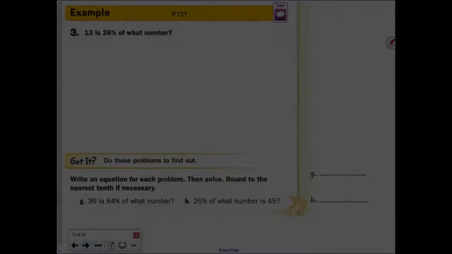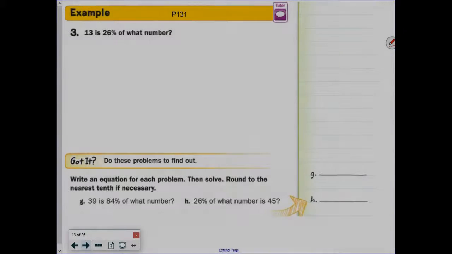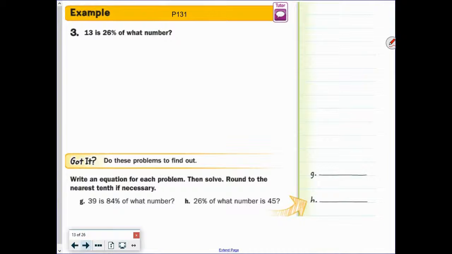Let's take a look at example number 3. 13 is 26% of what number? In this problem, we're again going to use our percent equation. Part, which is found by the word is, is equal to percent times the whole, where whole can be found by the word of.